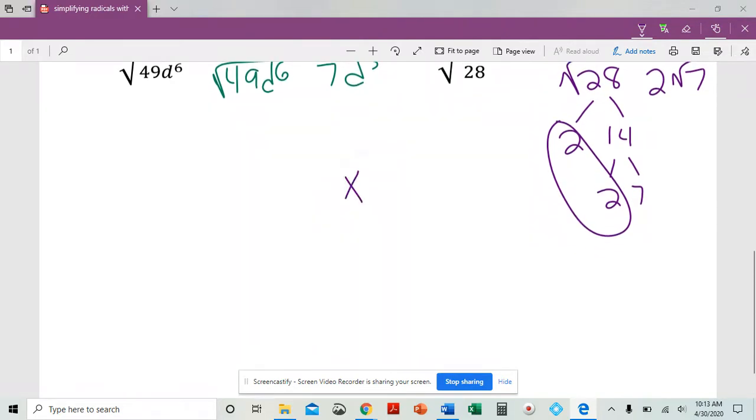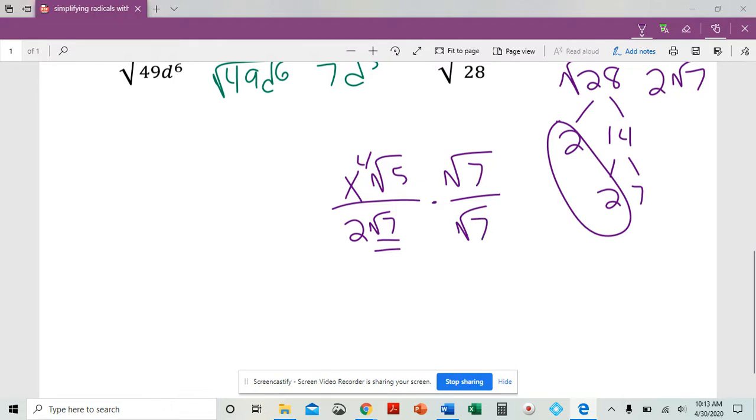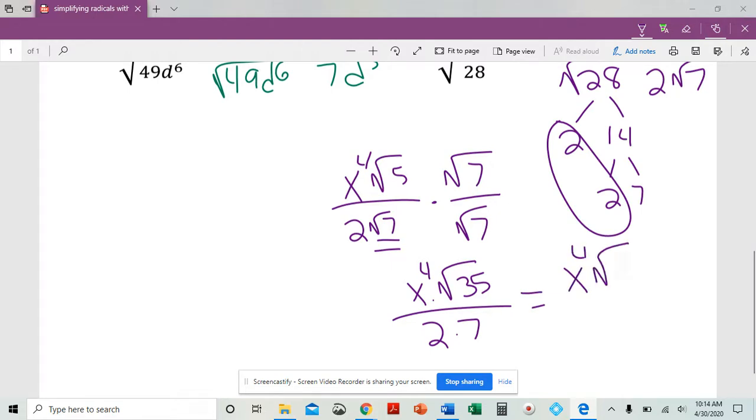I'm just going to rewrite it down here, all over 2 square root 7. And I need to get rid of this right here. So I'm going to multiply both the numerator and the denominator by the square root of 7. And that's going to give me x to the 4th times the square root of 35 all over 2 times 7, which is going to be 14. So x to the 4th square root of 35 all over 14.